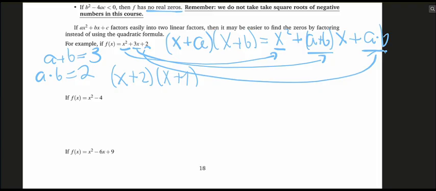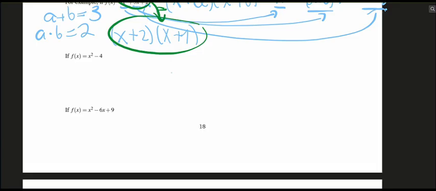Beautiful. That's how you factor this. This becomes this. Or let me use a different color just so it's not too cluttered. This is equal to this. They are equal. Good. Now, let's take a look at the next one, x squared minus 4.